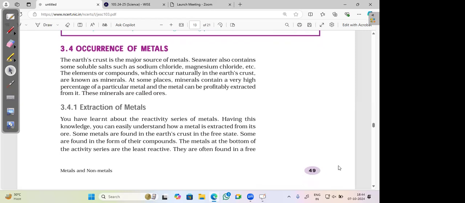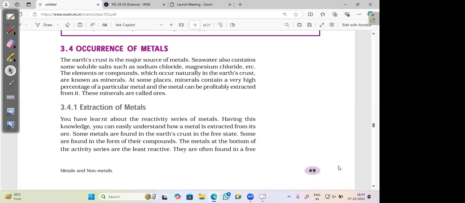Now we see occurrence of metals. We know that the metals are very important for us, and we find those metals from the earth's crust only. So all the metals are obtained from the earth's crust. So in what form do I find those metals? In oxide forms or ores.